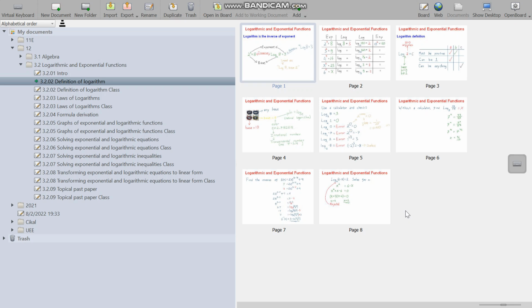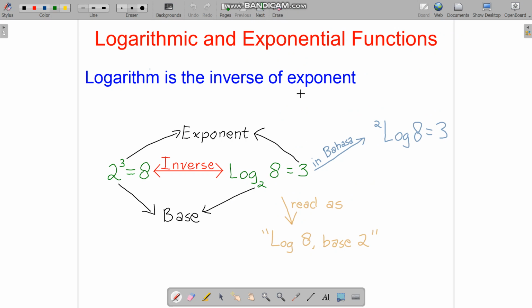Hello everyone, this video is about the definition of logarithm. Logarithm is the inverse of exponent. Here we have 2 to the power of 3 equals 8. The inverse of this equation is log 8 base 2 equals 3.